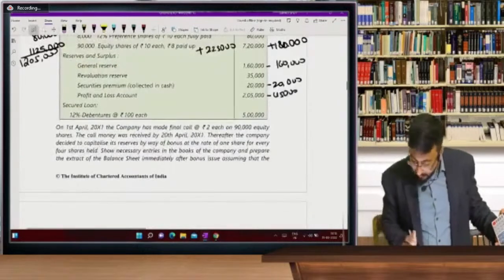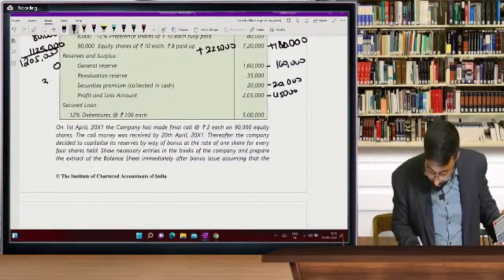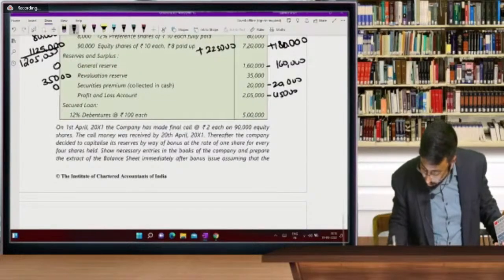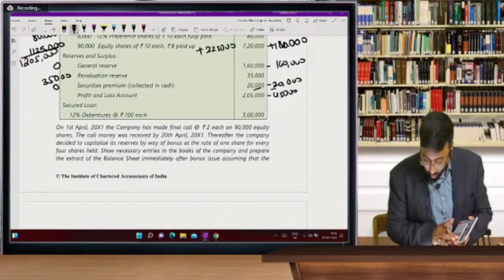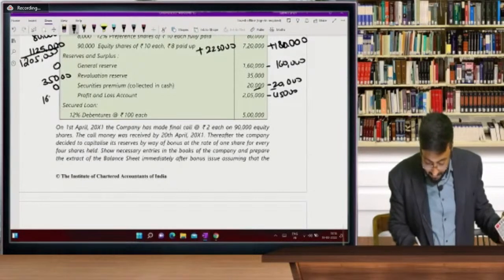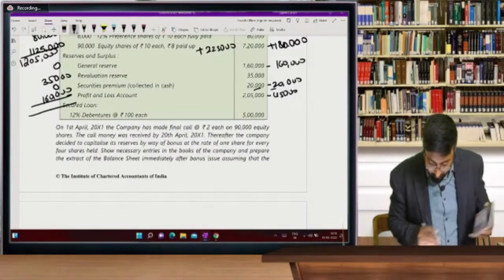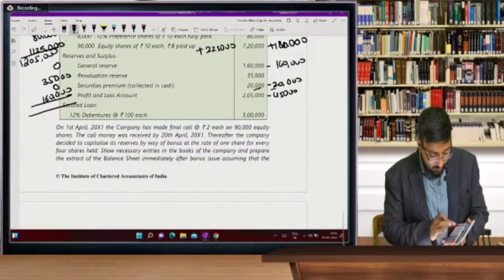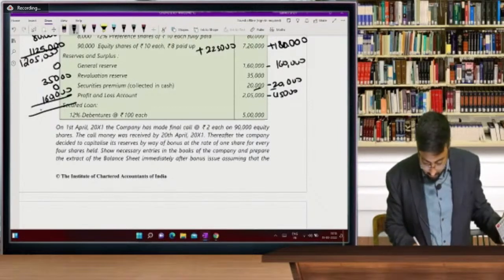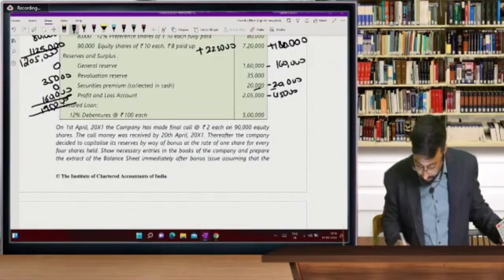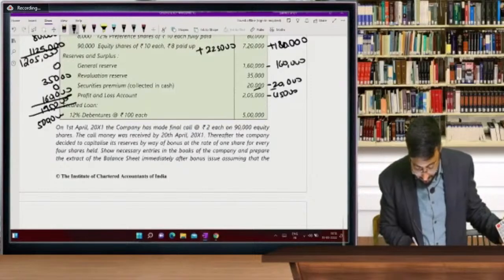Then general reserve will be 0. The valuation reserve as it is. Security premium will be 0. And what about P&L? 205 minus 45, so it will be 1,60,000. So 160 plus 35, but this is 1,95,000. And your secured loan will be as it is.